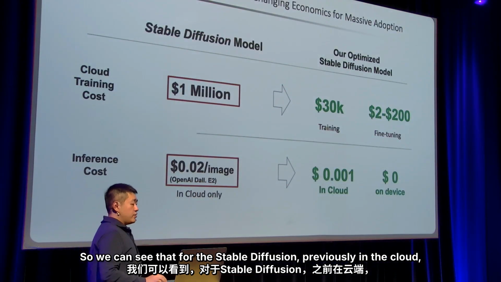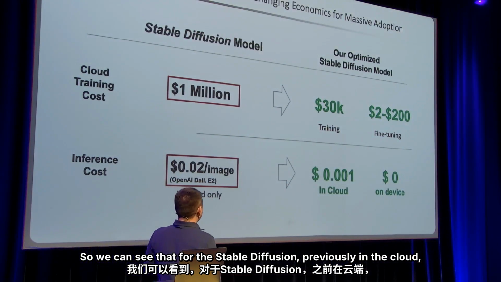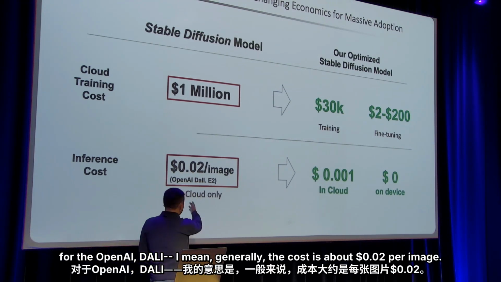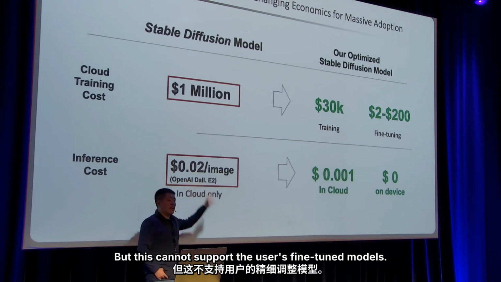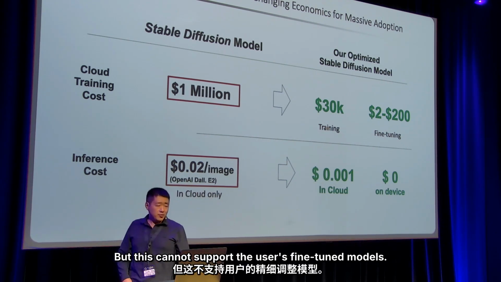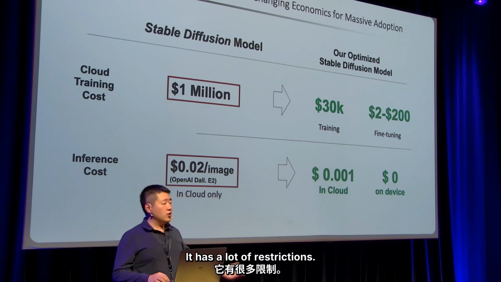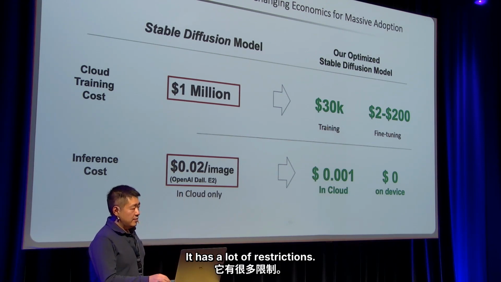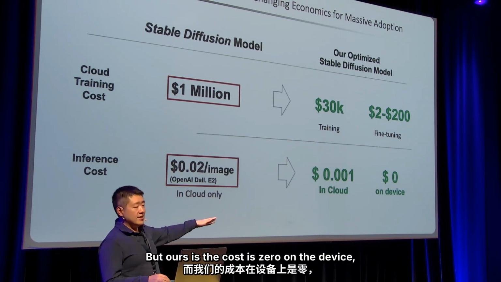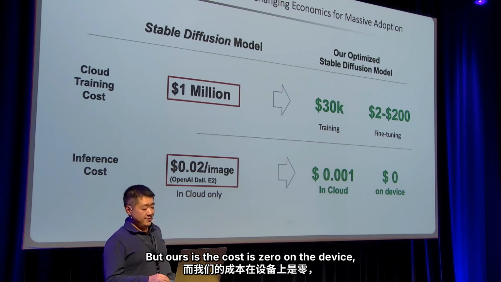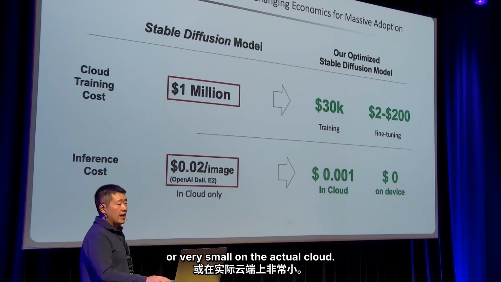So for Stable Diffusion, previously in the cloud, for OpenAI, DALL-E, and all, I mean, generally the cost is about 2 cents per image. But this cannot support the user's fine-tuned models. It has a lot of restrictions. But ours is the cost is 0 on the device, or very small on the actual cloud.